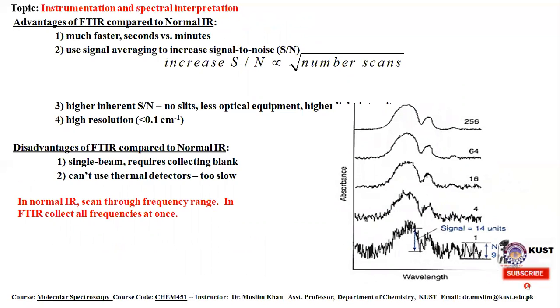compared to normal IR spectroscopy are that it is much faster, because it needs seconds in comparison to normal IR spectroscopy, which needs minutes. It uses signal averaging to increase the signal to noise ratio. Signal to noise ratio is very important, because if your noise is high and your signal is low, you can't see anything in your spectra.